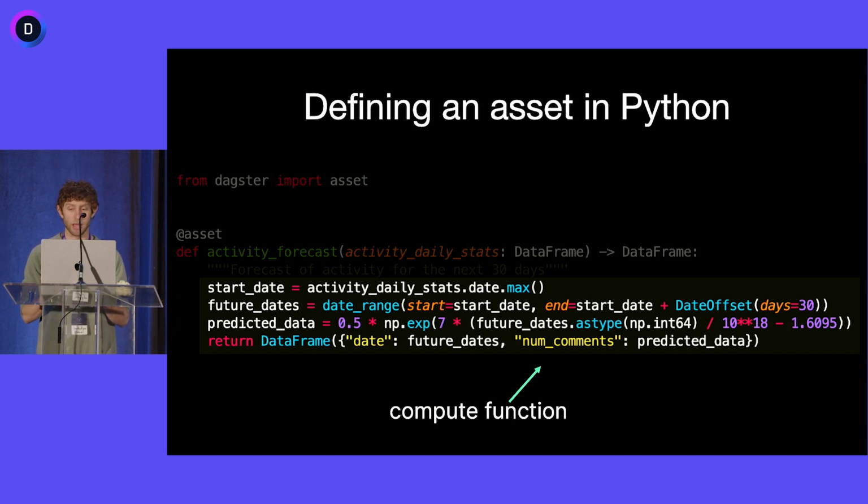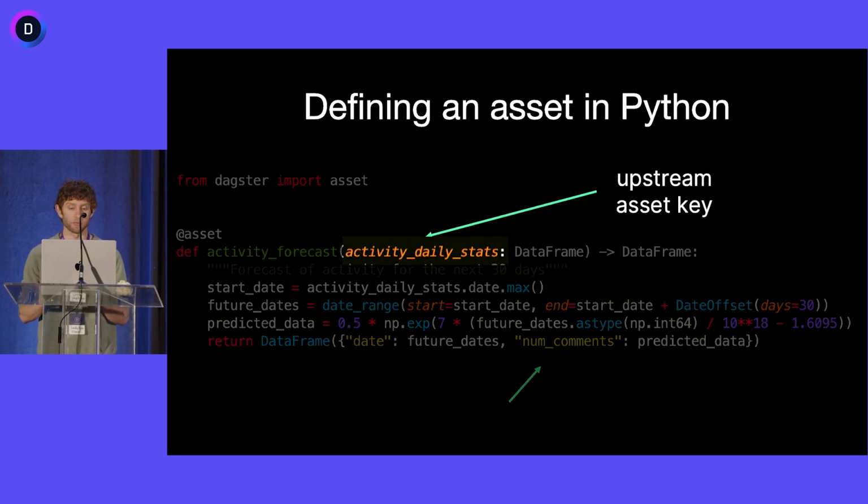So in this case, it uses pandas, but ops can use any compute framework. And the asset doesn't even need to be tabular data. For example, it could be a machine learning model or a set of images. The arguments to this function designate the upstream assets that this asset is based on. In this case, it's an asset called activity daily stats, which holds historical data on our website's activity.